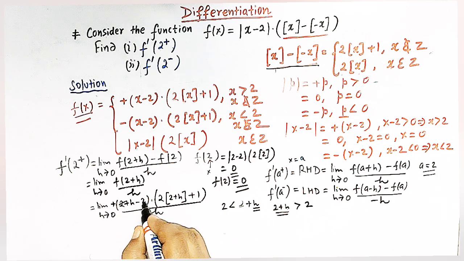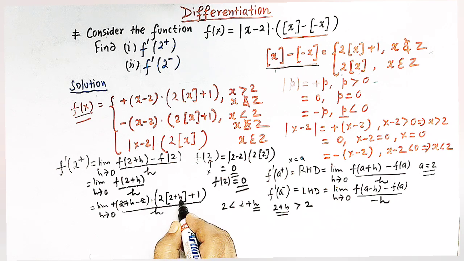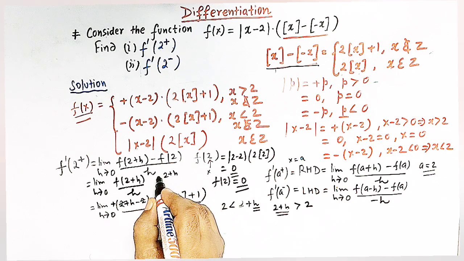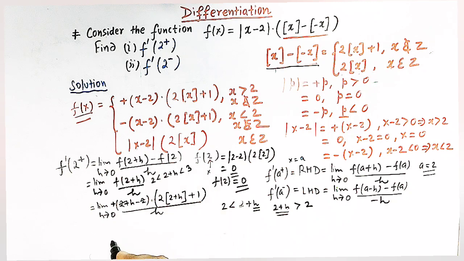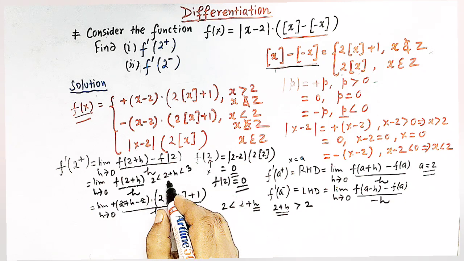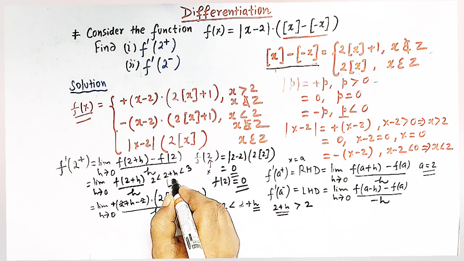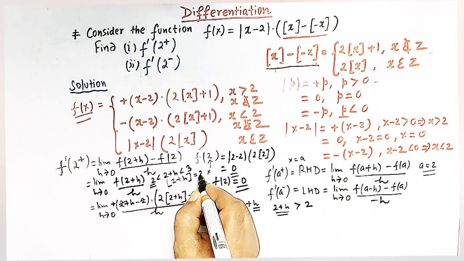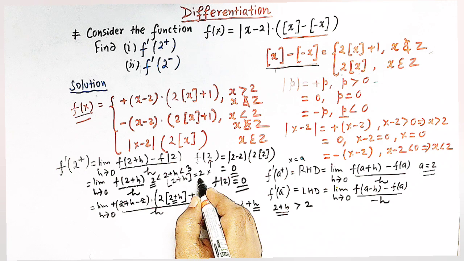Now see, this 2 and this 2 get cancelled, and here we have greatest integer of 2 plus h. Now see, 2 plus h is slightly greater than 2, but it is less than 3. So by the definition of greatest integer function, the value of greatest integer of 2 plus h should be equal to 2. So here I will write for greatest integer of 2 plus h equal to 2.